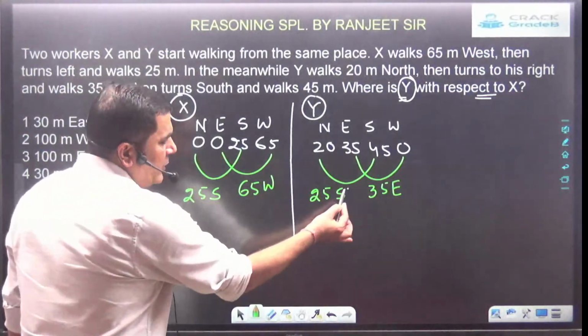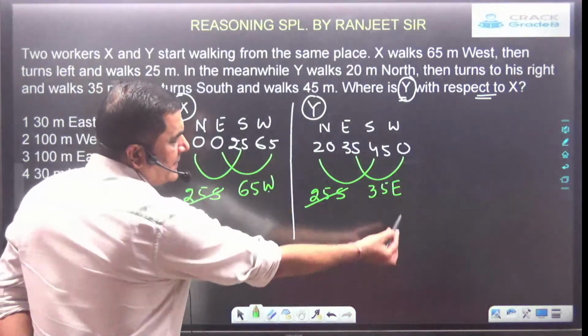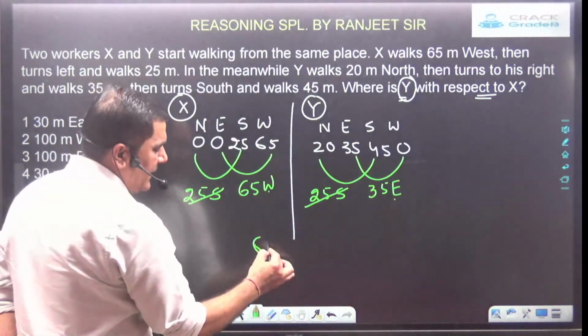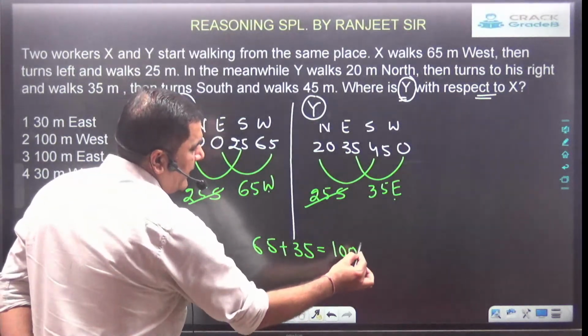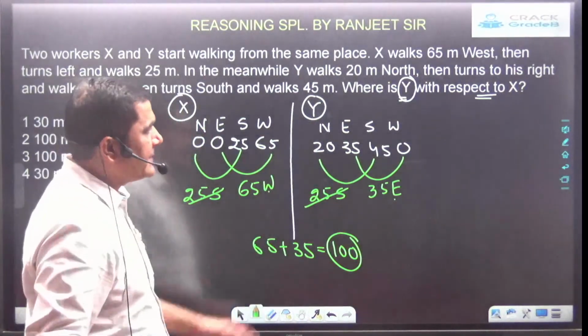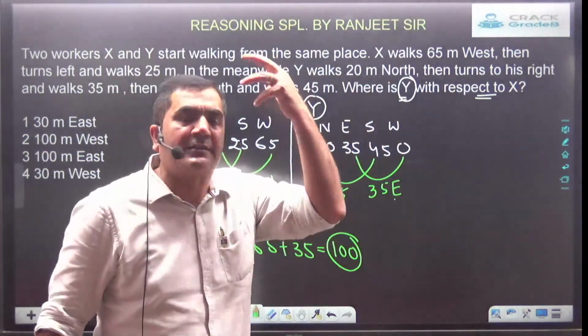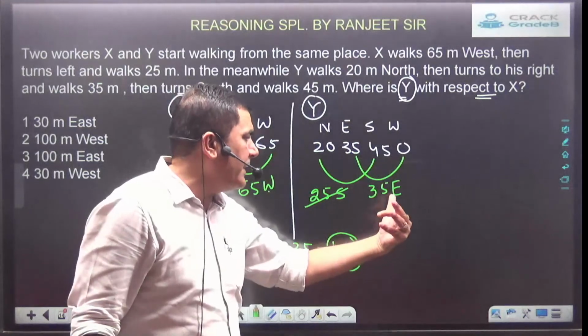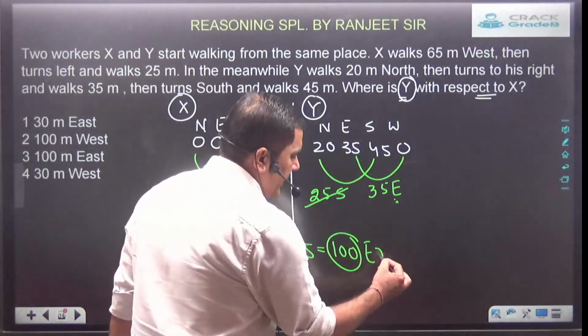25 south and south will cancel each other. Now here this is west and this is east. So ultimately let's add these two. So distance comes out to be what? 100 meter. And now distance is 100 meter and they are asking where is Y with respect to X? So Y is in which direction? Y ultimately is in east direction. So my answer will be 100 meter east.